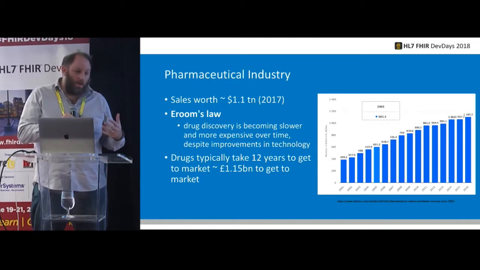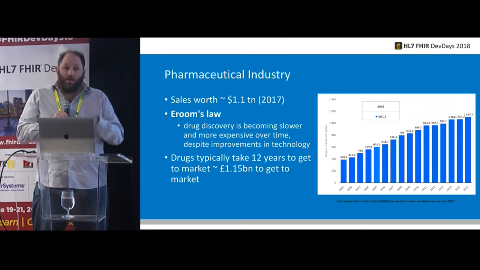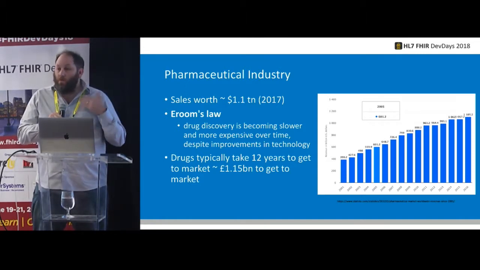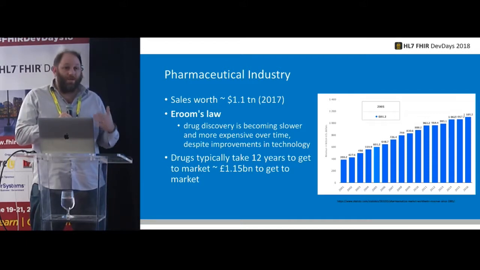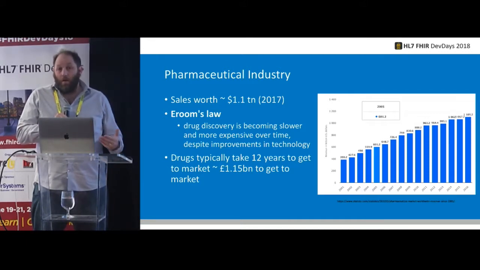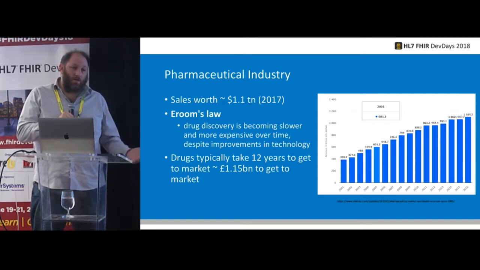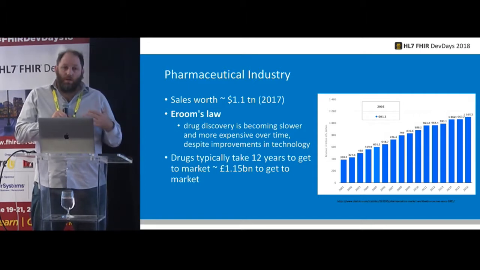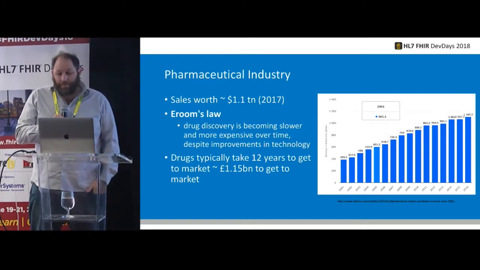So if you're bringing something to the market which is slightly better than something else, you've got to spend a lot more time capturing a lot more data to actually prove that the drug itself is better and has value when you're trying to sell it to the insurance companies and to the national health systems.